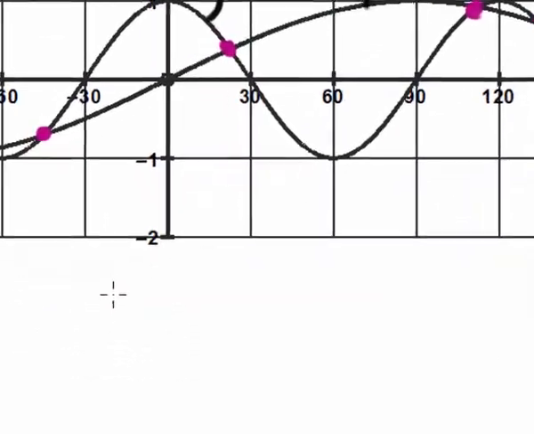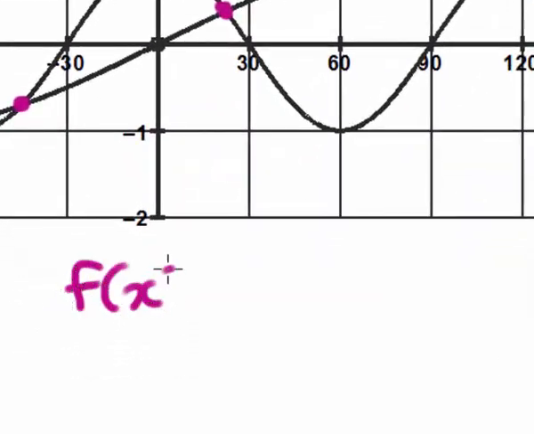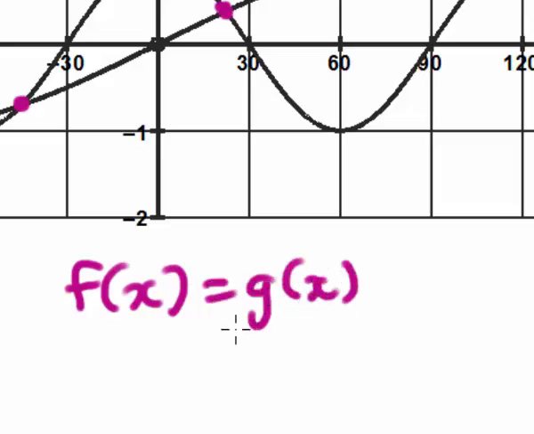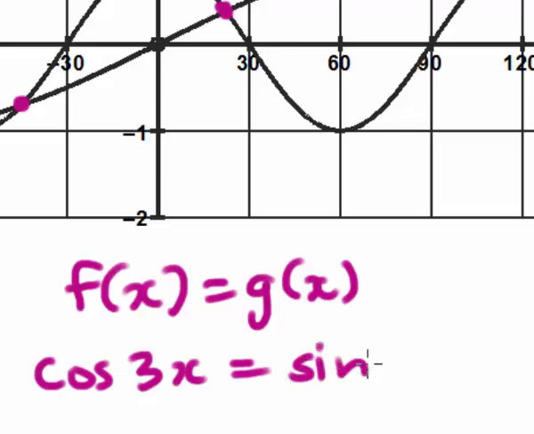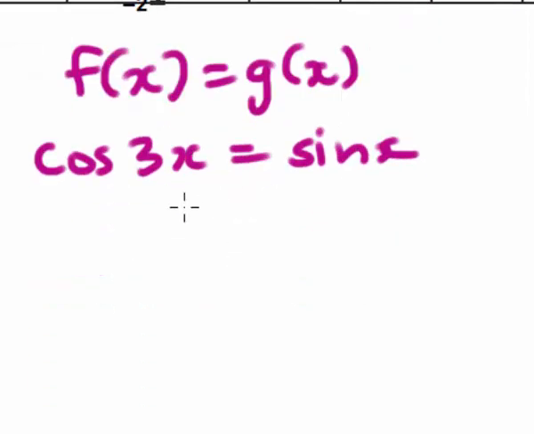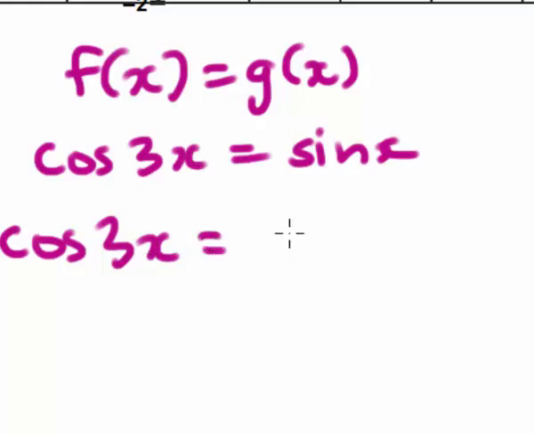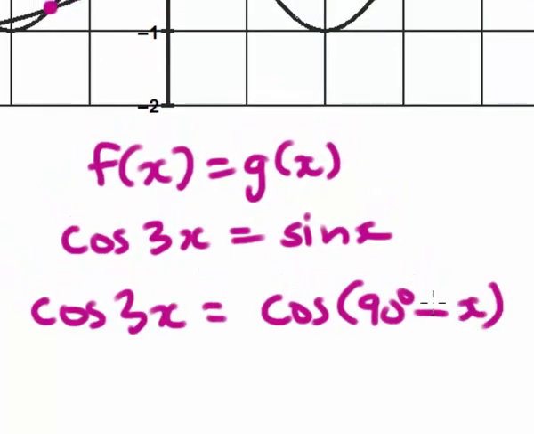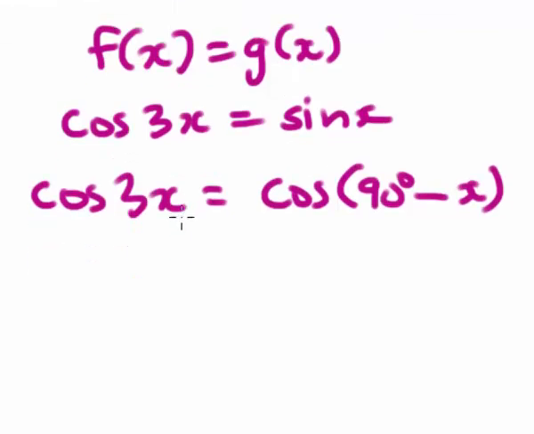Okay, well, let's have a look. If we want to find out where f(x) is equal to g(x), that's the same as saying cos 3x is equal to sin x. And bear in mind, we've got that restriction from minus 90 to 150. Okay, well, how do we do this? If you think about it carefully, we want a cos on the right, so convert sine to the cos of 90 minus x. Alright, now they're the same.